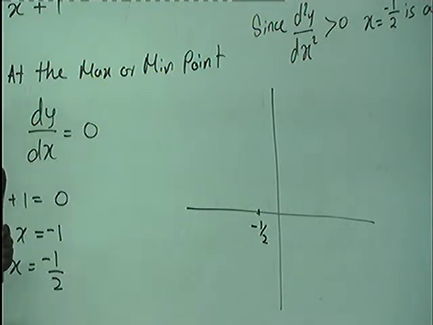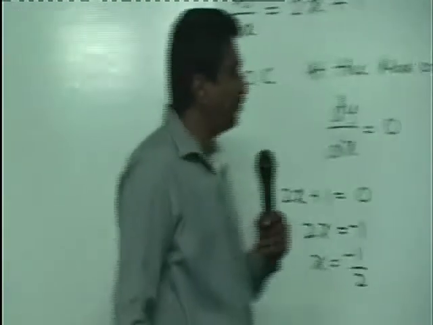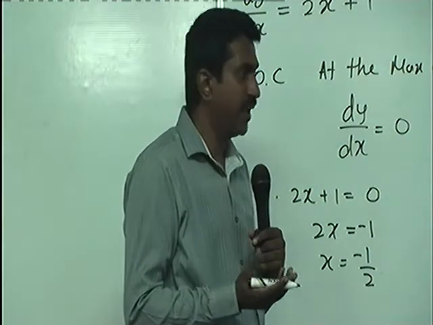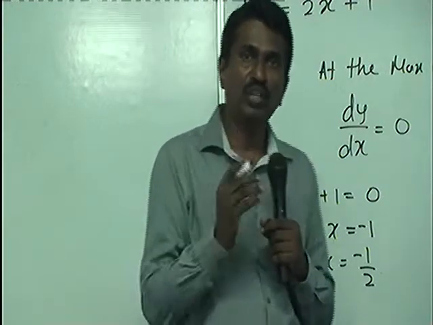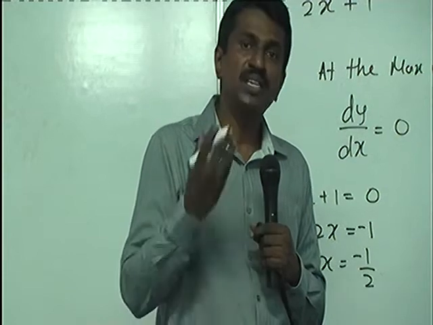Say for example, if this is a cost function, then our requirement is at what quantity the cost is minimized as well as what would be the minimum cost. There are two questions. At what quantity is the cost minimum, and the second one, what is the minimum cost? So both we need to calculate.